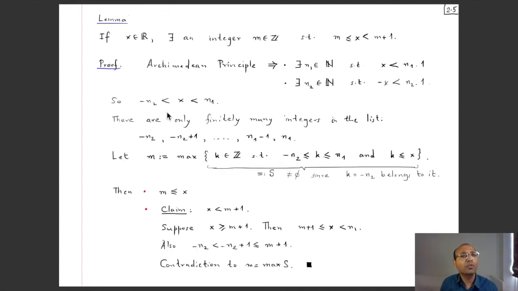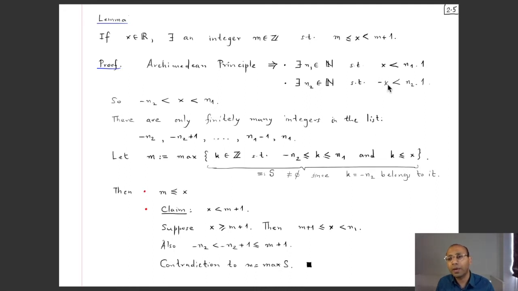Okay, so we'll now prove this lemma, which says that if x is any real number, then there exists an integer m such that x is bigger than or equal to m and strictly less than m plus 1. So we have been given an x, and the task is to produce this integer m such that this happens. Now, by the Archimedean principle, we know that since 1 is a positive number and since x is some real number, there exists a natural number n1 such that n1 times 1 is strictly bigger than x.